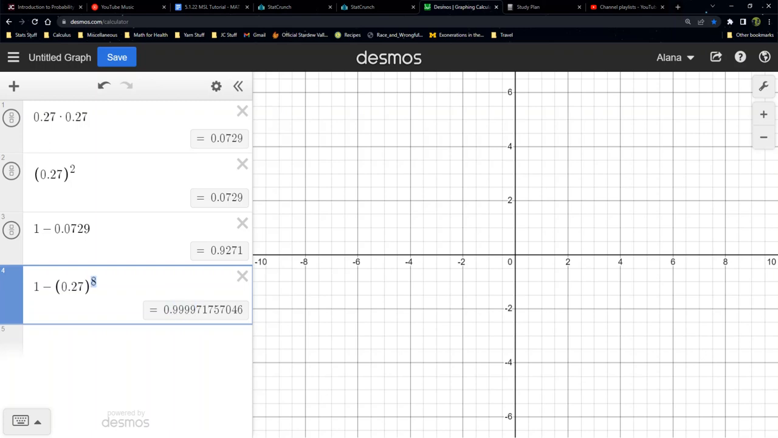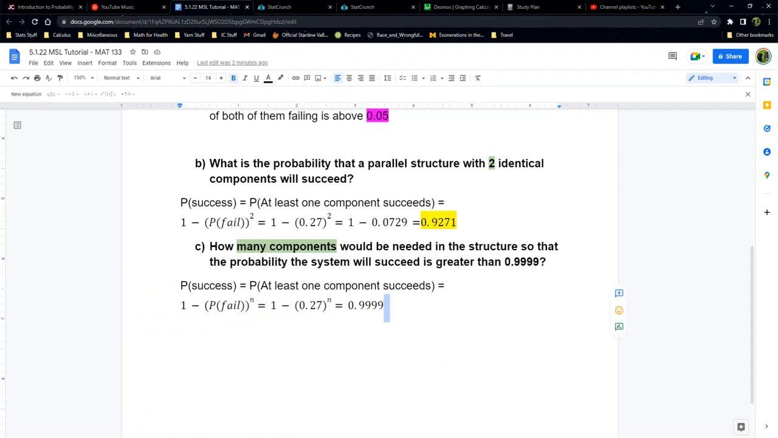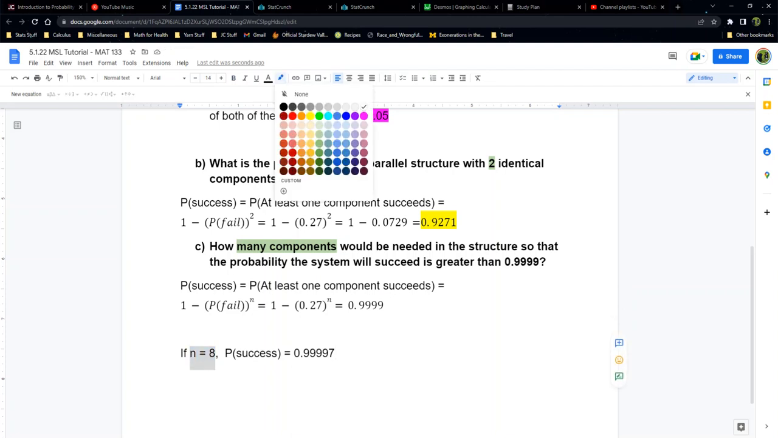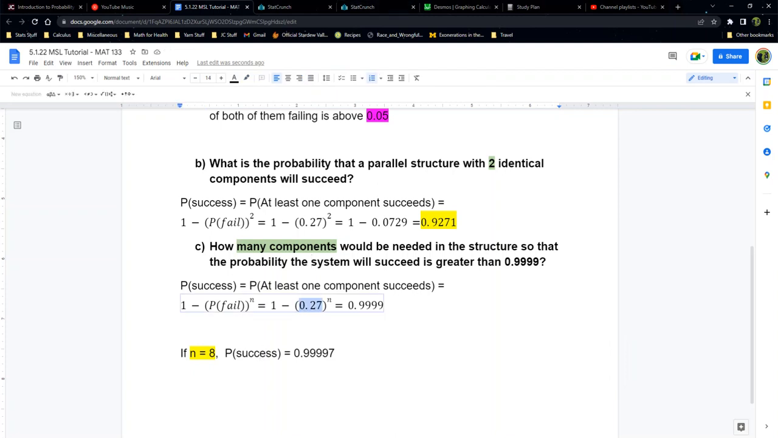So it's 8 for us, right? Every problem will be different, so you can't trust 8. It's not going to be the answer for everyone, but that's the answer for us on this one. So if n equals 8, the probability of success equals 0.9999, I think it was. There we go. So 8 is the answer. That's our final result. And that's the way you do it, but of course every problem will be different because the probability of success will be different for every problem. 0.27 was what it was for this example. All right, I hope that helps.